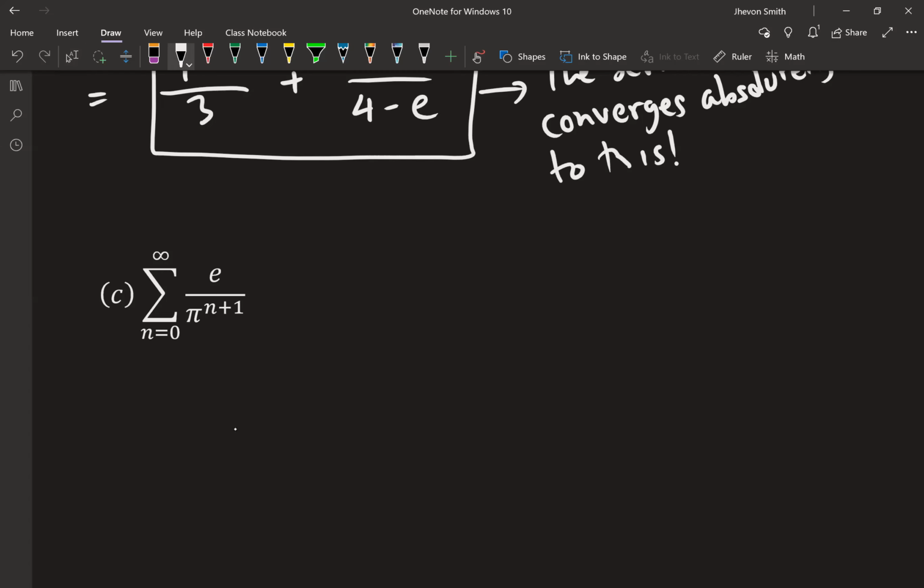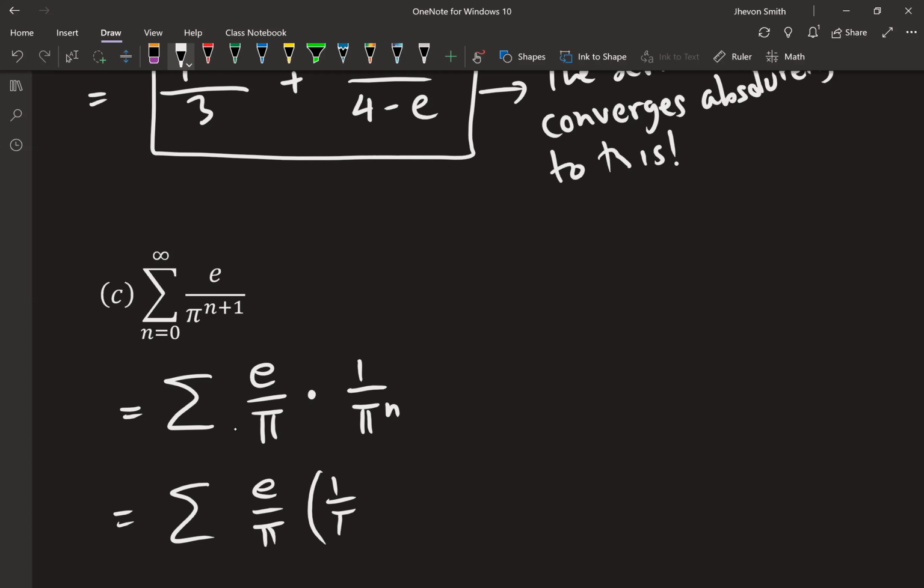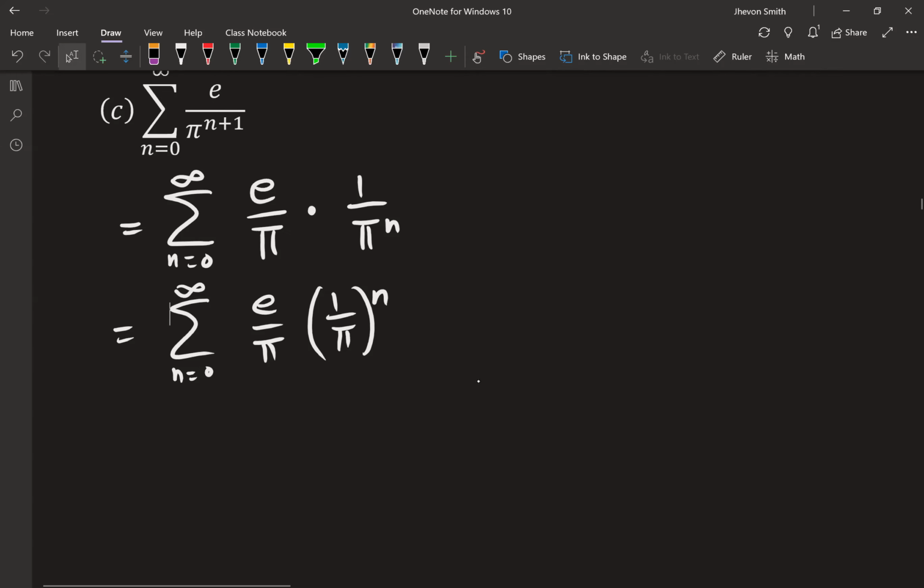So what I would do here is, because I see the n equals 0, I know that I need to write it to the nth power. So I can factor off a pi here in the denominator. In fact, I can factor off an e over pi. And this will leave me with 1 over pi to the n. The e does not have the power n, so this is that. Now you see that the a is the e over pi, and the r is the 1 over pi.